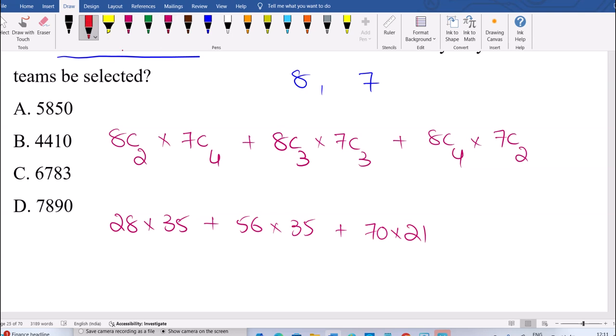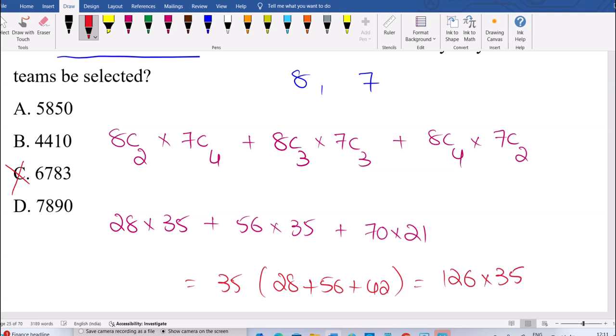And what I can do better, 35 is common in all. This is 28, here 56, here 42. If I take 35 common, my answer should be divisible by 5. Okay. Here 28 and 42, 70, 70 and 56, 126. 126 into 35. 126 means my answer should be divisible by 6, which means divisible by 3. So is this divisible by 3? 15 plus 9, 24. Okay. But it's in the range of 126 into 40 itself, maximum 4,000 or 5,000.